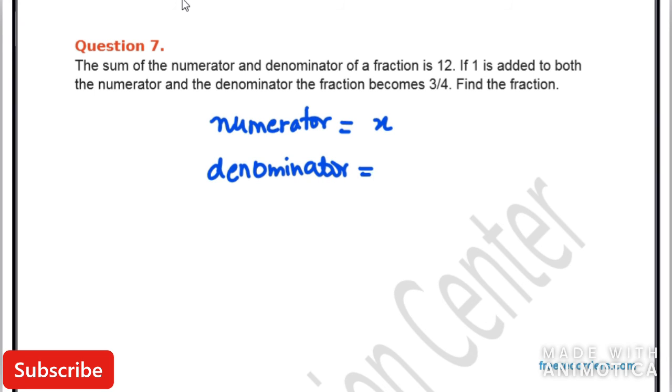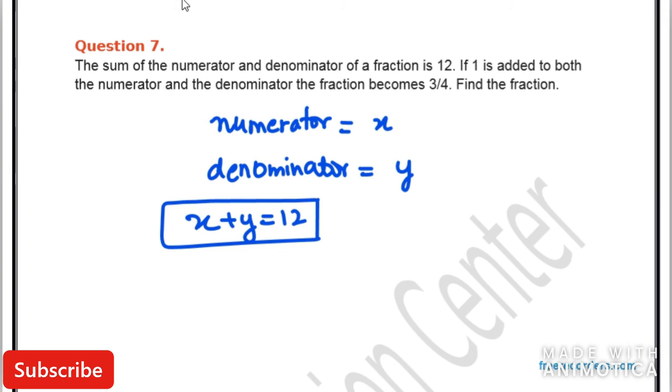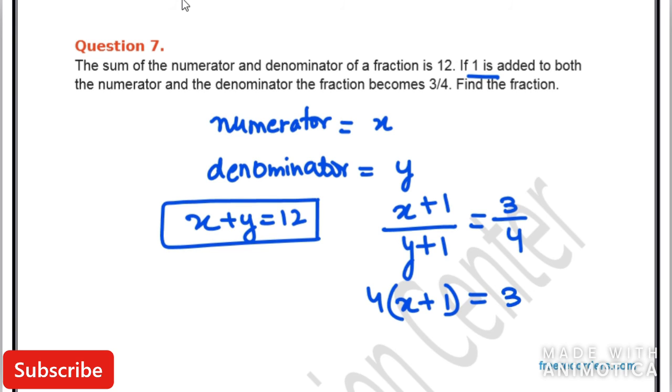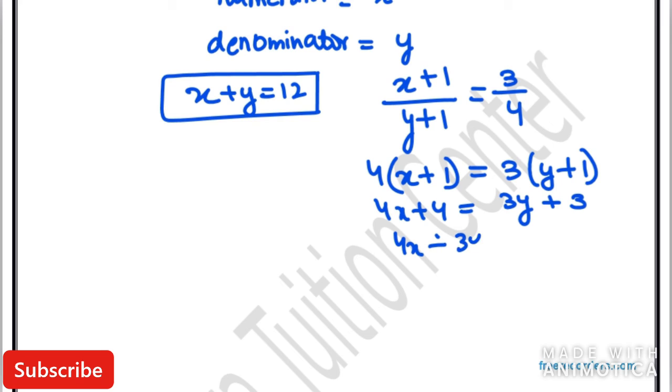So from the first point we can say that numerator plus denominator gives us 12. So it can be written as x plus y equals 12. This is my equation number 1. In the second equation, we are given x over y, and now you have to add 1 to both. So (x plus 1) over (y plus 1) equals 3 over 4. Using cross multiplication, you get another equation to solve. So it will be 4x plus 4 equals 3y plus 3. Rearranging them, we get 4x minus 3y equals 3 take away 4, so it will be minus 1. This is my second equation.